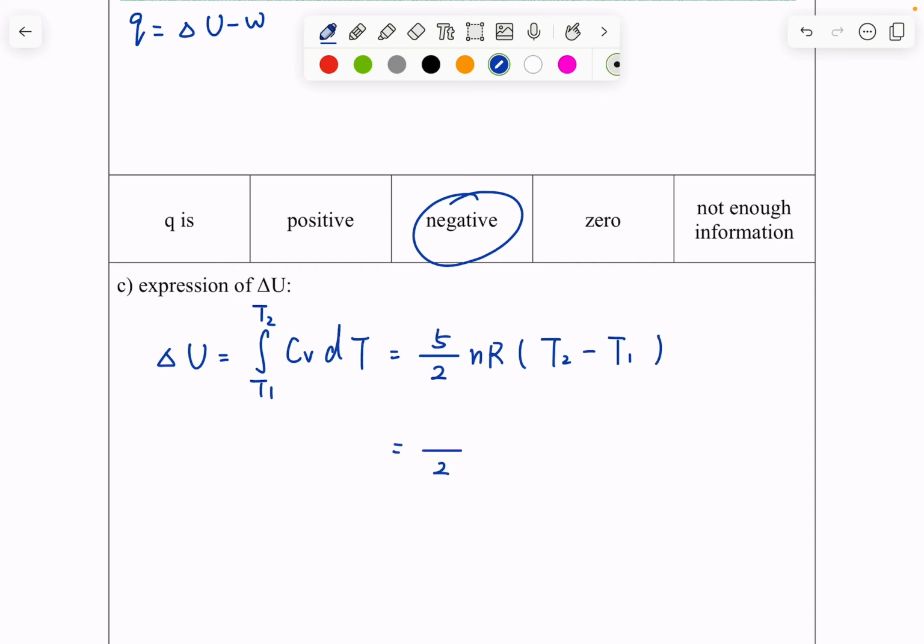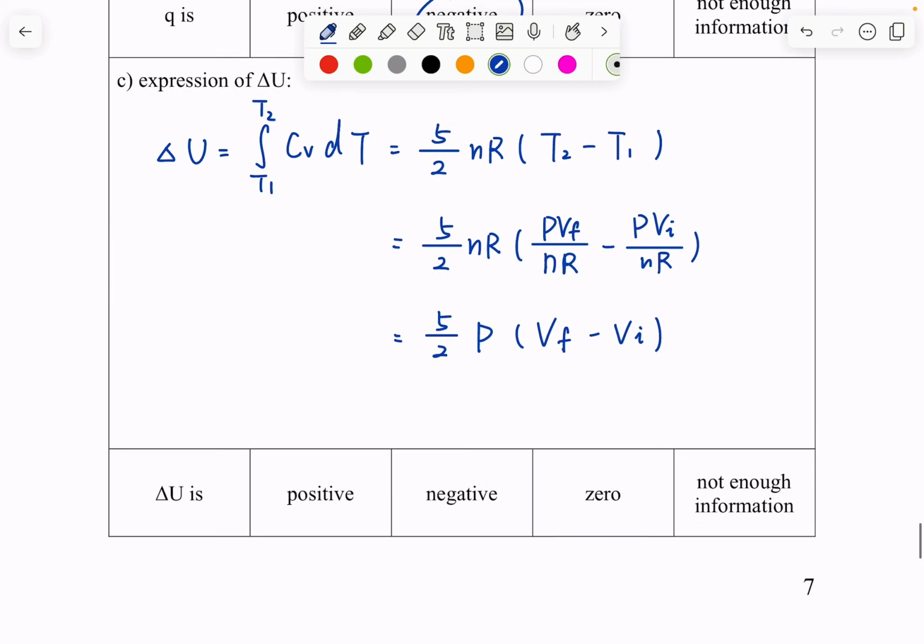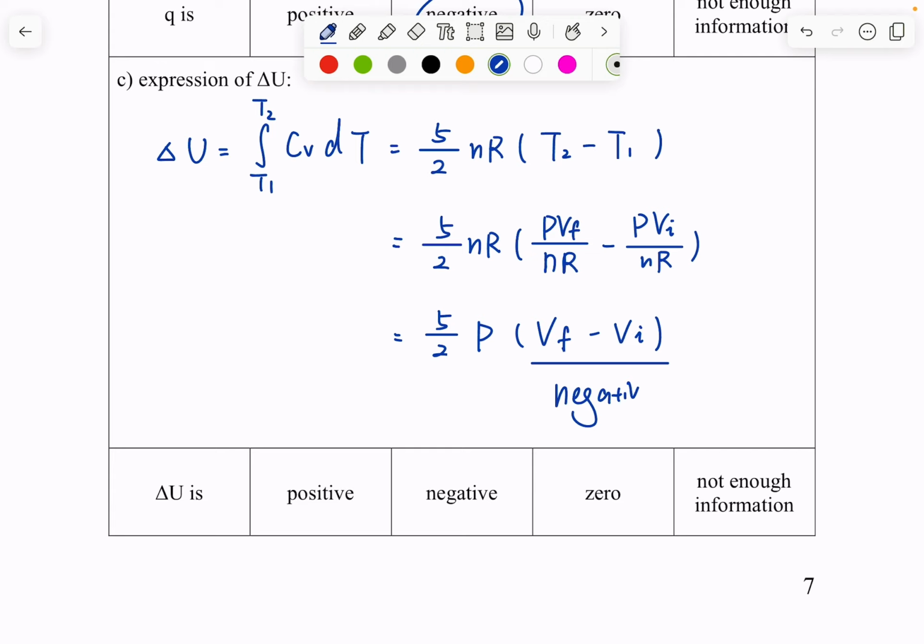And then likewise, we translate our temperature into pressure. So we have PV final over nR minus PV initial over nR. And we get our delta U equals 5 over 2, the nR cancel out, and my P comes out. We have V final minus V initial. And again, my V final minus V initial is negative. So my delta U is negative.